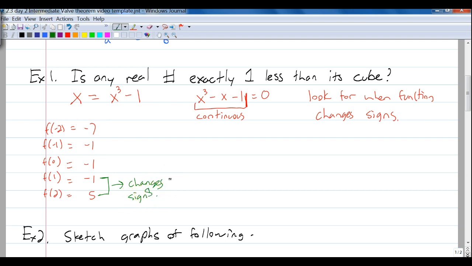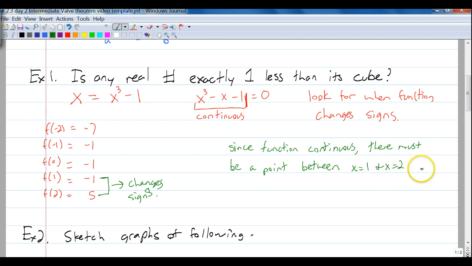So we would say, since it's continuous, there must be a point between x equals 1 and x equals 2 where the function equals 0, where f of x is equal to 0, which is what we want because that's what we're solving for.